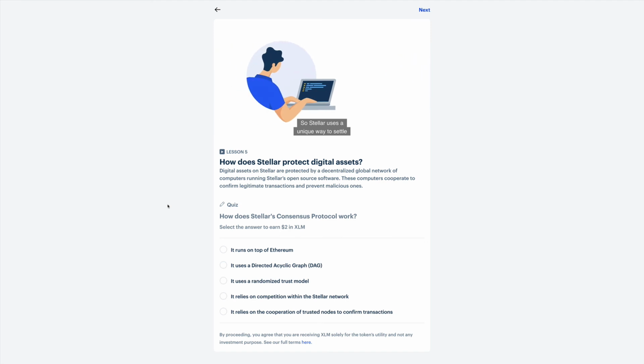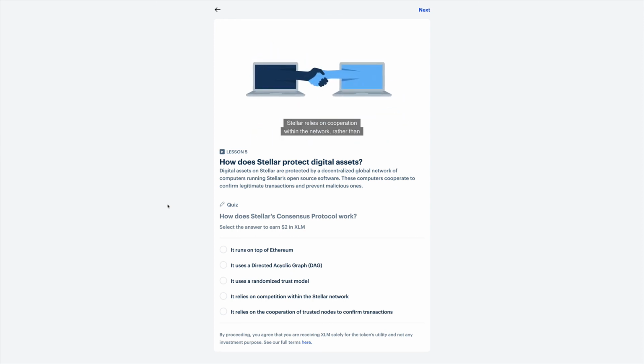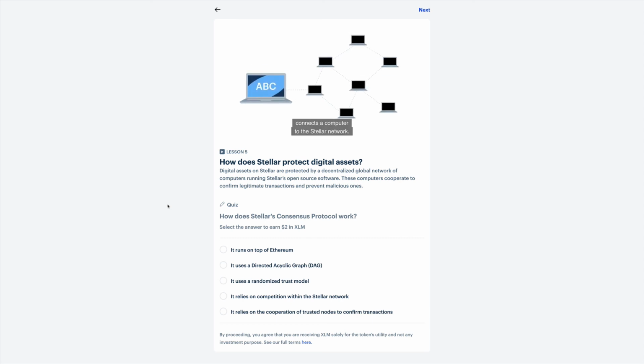So Stellar uses a unique way to settle transactions developed by researchers at Stanford University. Here's how it works. Stellar relies on cooperation within the network, rather than competition. Each company doing business on Stellar connects a computer to the Stellar network. It picks a few other computers it always wants to agree with, it processes the transactions they process, and keeps its list of transactions aligned with theirs. The computers the company depends on, in turn, have chosen to agree with others, and those ones agree with still other computers, and eventually the whole network is covered in an interlocking web of agreement. It's actually very similar to how the Internet's web servers work.